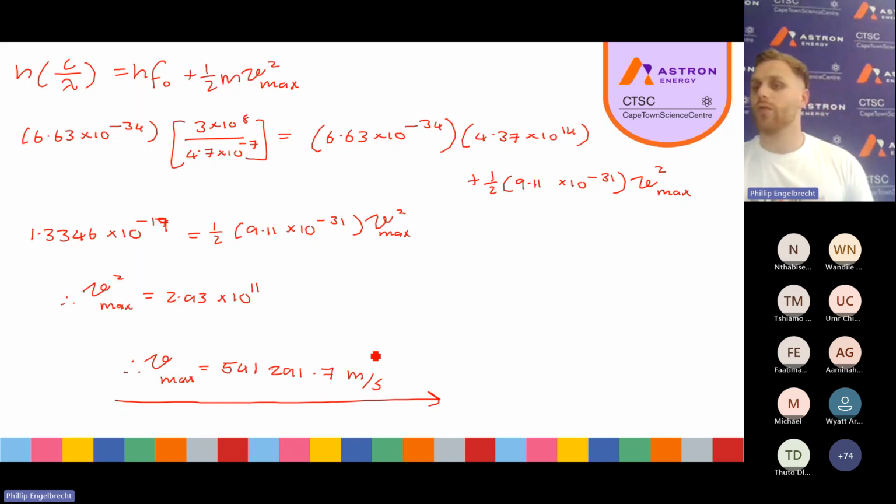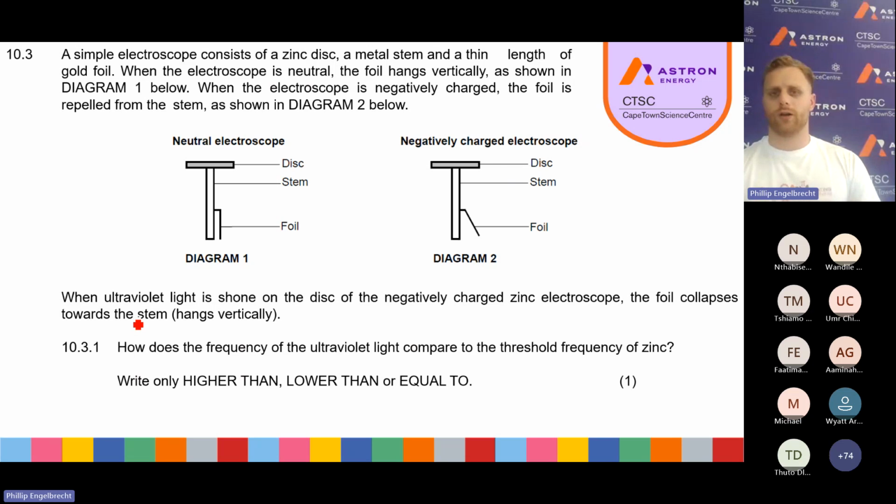Okay, we are almost done with this lesson. We just have 3 little questions left. Okay? So, last one, right? So it states over here, a simple electroscope consists of a zinc disc, a metal stem, and a thin length of gold foil, as shown in diagram 1 below. When the electroscope is neutral, the foil hangs vertically, as shown in diagram 1. When the electroscope is negatively charged, the foil is repelled from the stem, as shown in diagram 2.